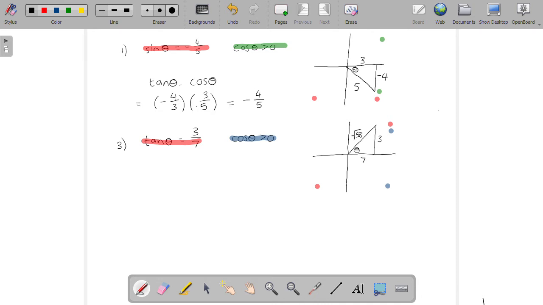Los hom vir my as wortel 58, moet hom nie gaan skryf as 7,61 nie. No, x is positive in the first quadrant. Nee? Okay, goed. En dan het ons die hele ding wat ons hier moes gaan aflees.